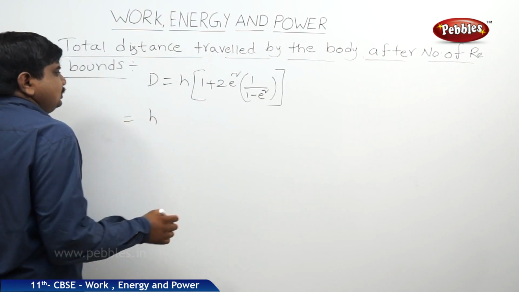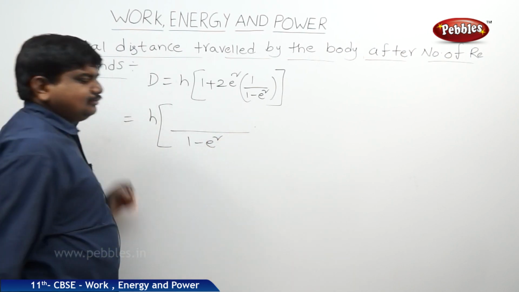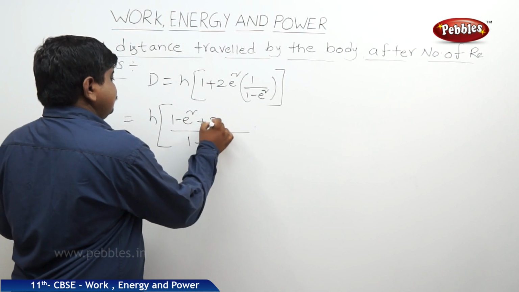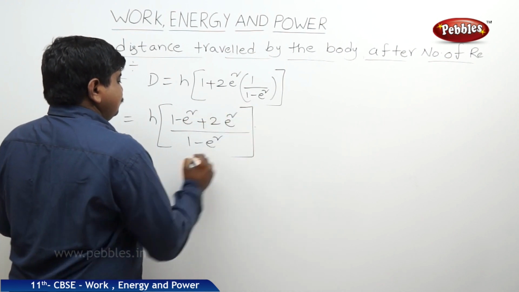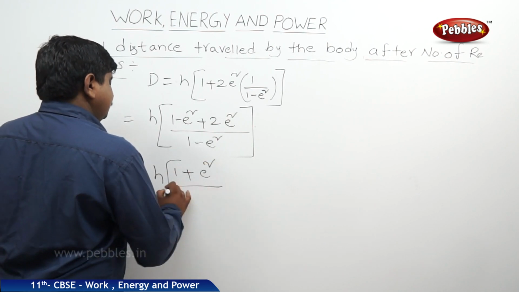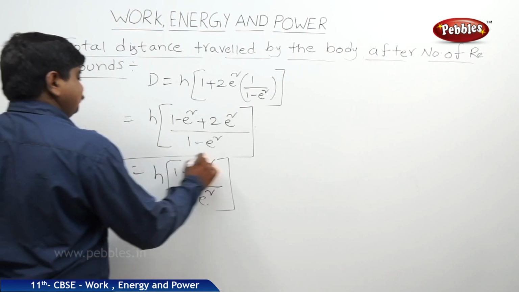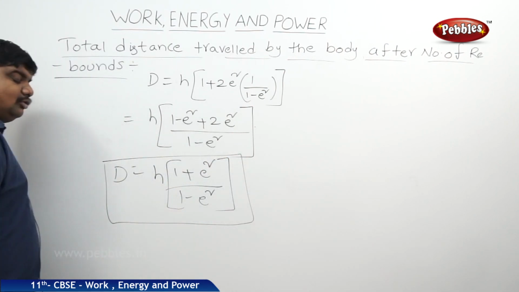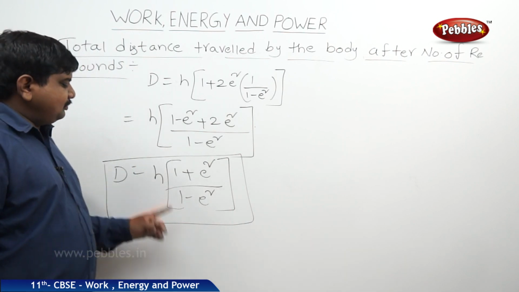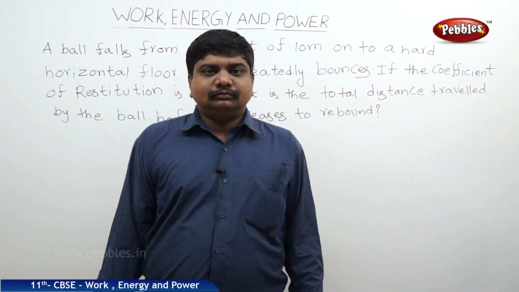So if we take h(1 minus e square) as LCM, the first term is 1 minus e square plus 2e square. Therefore it is h into (1 plus e square) by (1 minus e square) is equal to d. So the total distance travelled after n bounces or n number of rebounds is equal to height into (1 plus e square) by (1 minus e square).